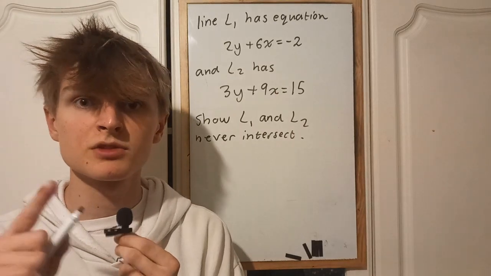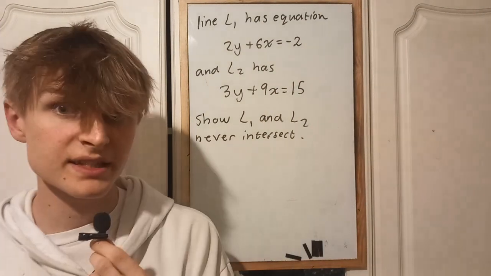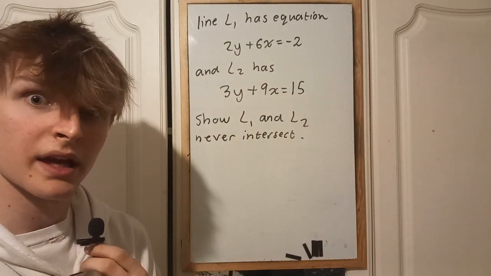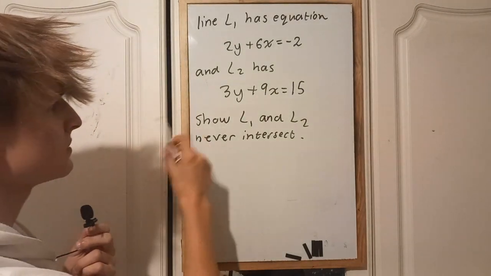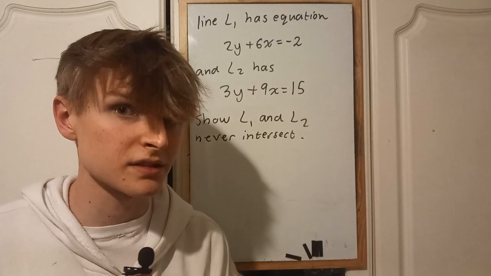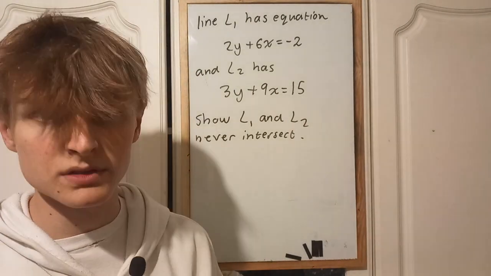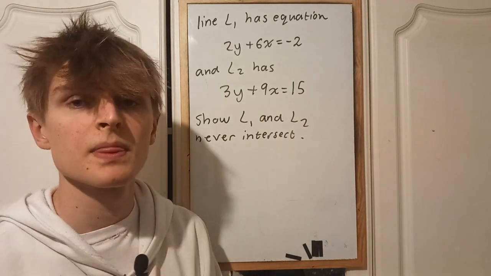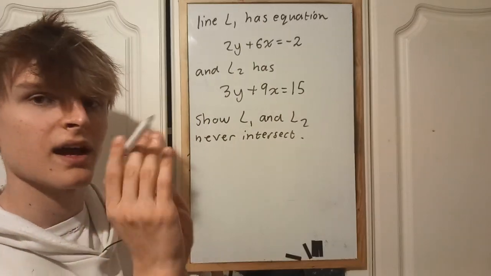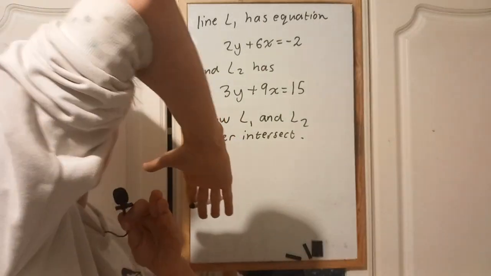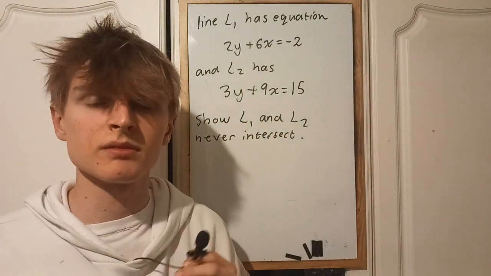Okay, so this first problem goes like this. Line L1 has equation 2y plus 6x equals negative 2, and line L2 has equation 3y plus 9x equals 15, and we're asked to show that L1 and L2 never intersect each other. Now, the condition for L1 and L2 to never intersect is that they must be parallel, as you learned last time, because if they're parallel, they have the exact same gradient and they'll never meet each other. But even if they're just a little bit not parallel, then they'll eventually meet each other because the xy plane is infinite.